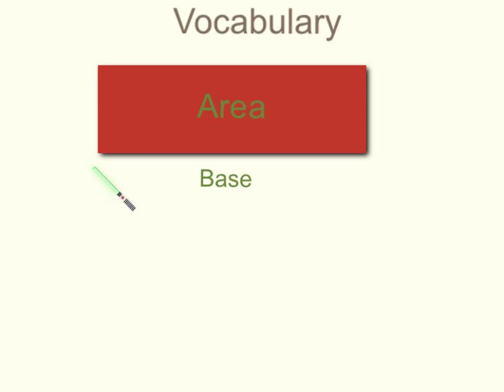Base. The base of a figure is the bottom part of the shape. It's the length from one side to the other. Height. Height is the distance from the bottom to the top of a figure. It's basically how tall the figure is. The side that you use to measure the height is always at a perpendicular or right angle to the base.